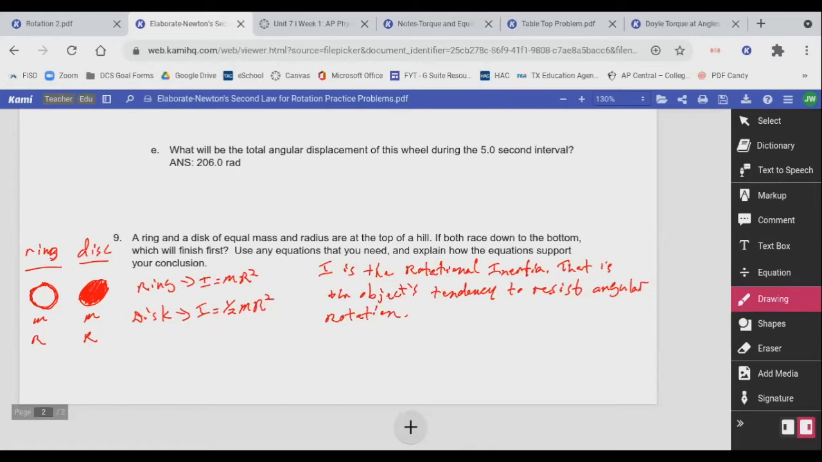So if I'm going to put this in words, I'm going to say the disc has a lower I, because we said what I was. Disc has a lower rotational inertia. It'll accelerate faster.